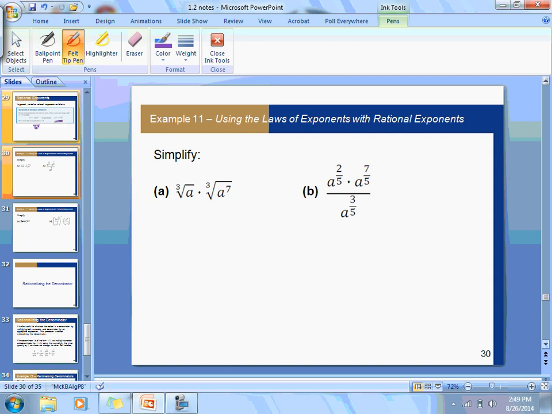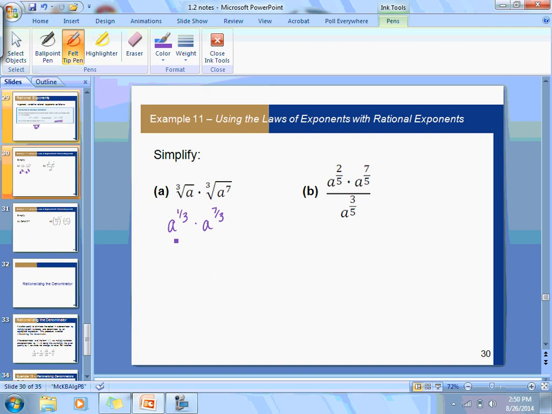So let's try this. Let's see if we can simplify these expressions. Now they're given to us as roots or as radicals, but we're going to try and work with them in a fractional form. So this cube root of a, that is really a to the 1/3 power. And then the second part here, the cube root of a to the 7th, that would be a to the 7/3 power. So again, the root you're taking becomes the denominator.